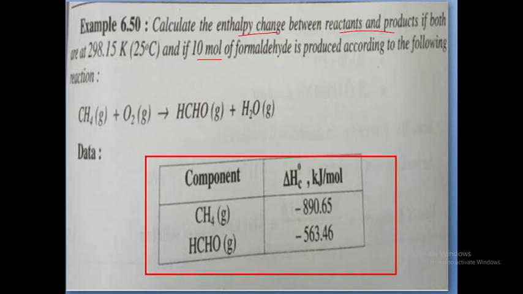Students, keep in mind that in this problem the data are not given. What do you do here? Already I said that in an examination, standard heat of combustion data will be provided in the problem itself. If not, a table will be provided and we have to collect the data from the table. Are you clear or not?